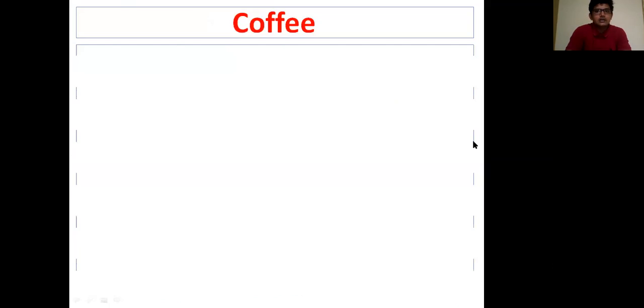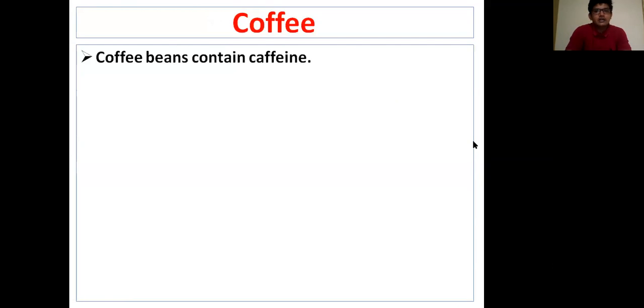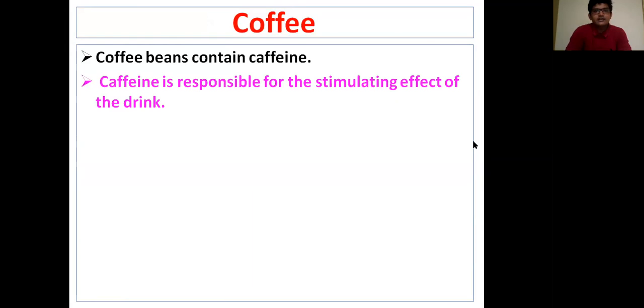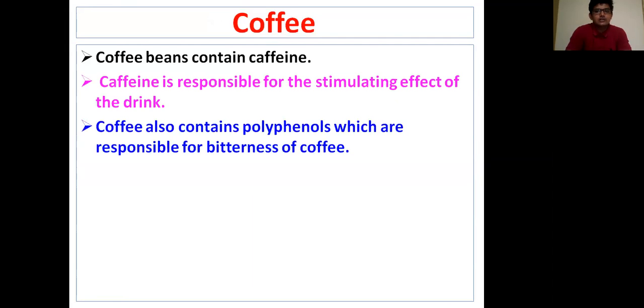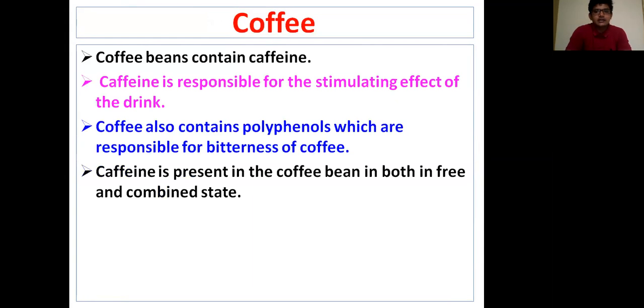So basically coffee beans contain caffeine. Caffeine is responsible for the stimulating effect of the drink. Coffee also contains polyphenols which are responsible for the bitterness of coffee. Caffeine is present in the coffee beans in both free and combined state.